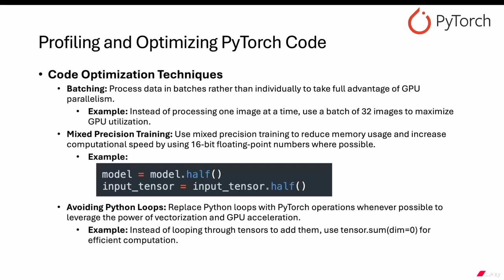Avoiding Python loops. Replace Python loops with PyTorch operations whenever possible to leverage the power of vectorization and GPU acceleration. Example is, instead of looping through tensors to add them, use tensor.sum(dim=0) for efficient computation.